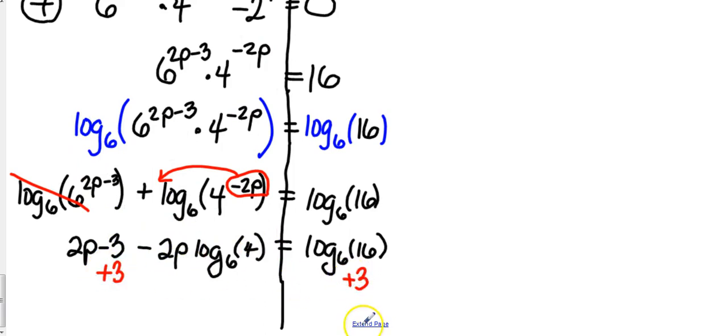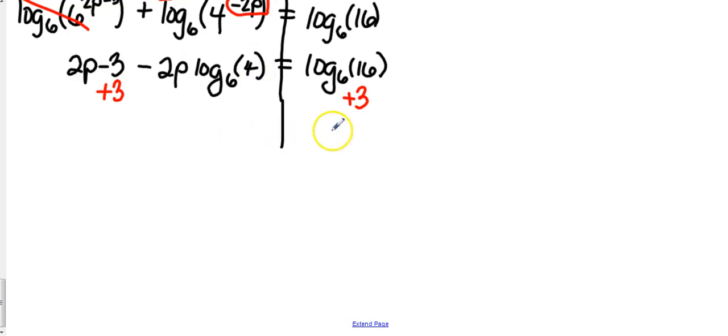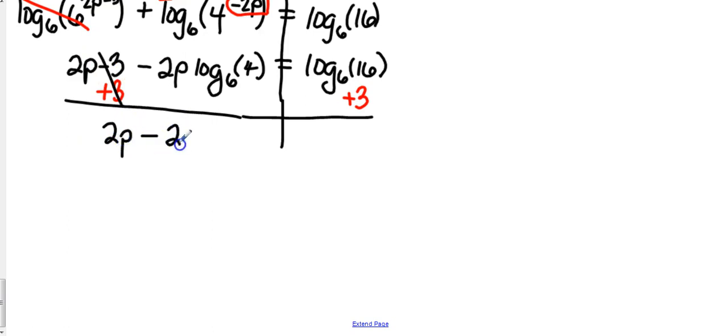This 3 at the end, I can move that. That 3 I can do something about. I can add that to the other side. So now I have 2p minus 2p log base 6 of 4 equals log base 6 of 16 plus 3.